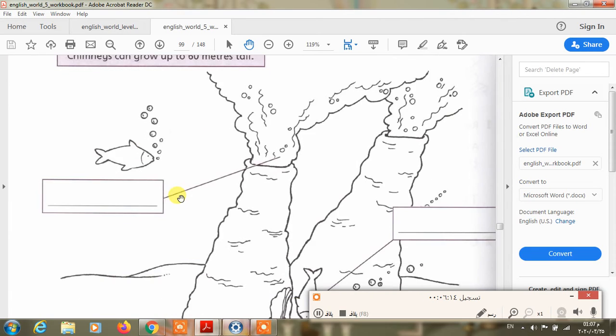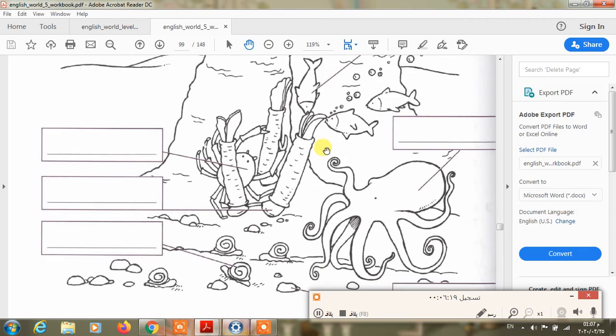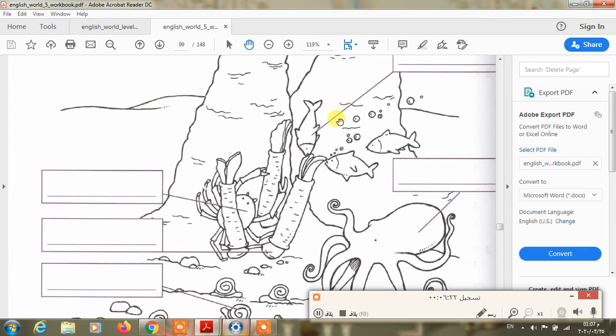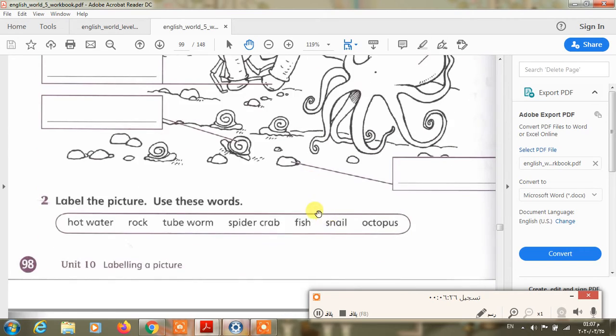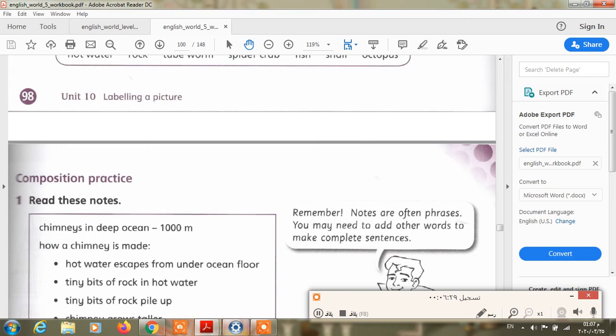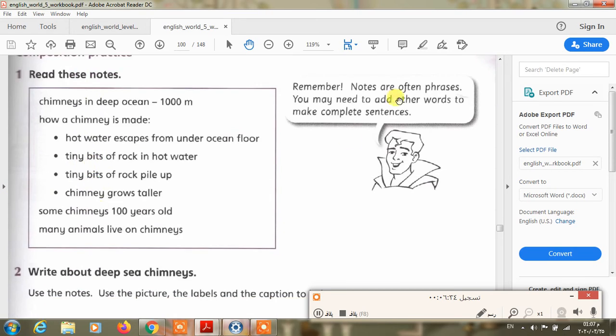Where is the hot water? This is the rock. This is a fish. We will write this is an octopus, and so on. My homework is to read these notes. Also, we have here phrases. Remember, notes are often phrases. You may need to add other words like we did in your workbook. We had phrases and we added some words to make complete sentences.